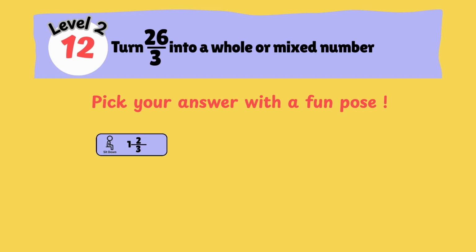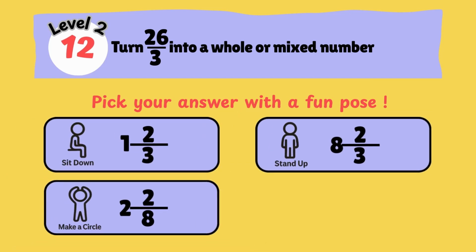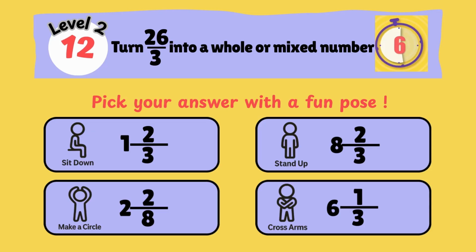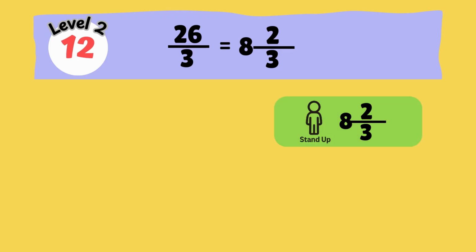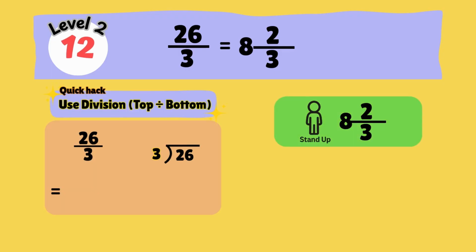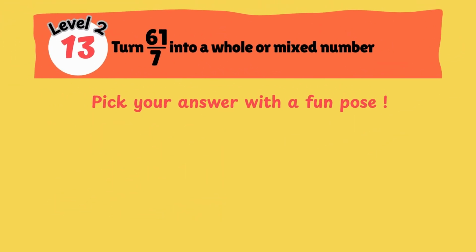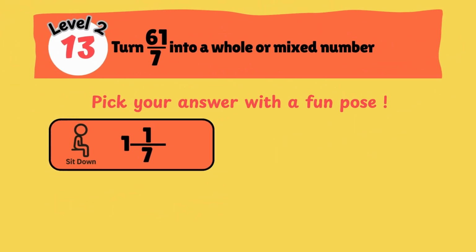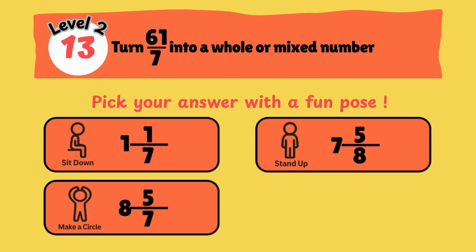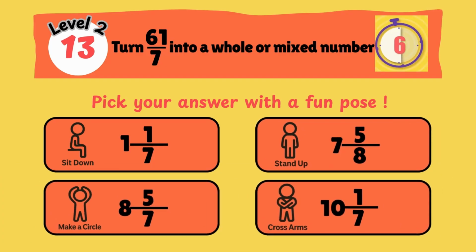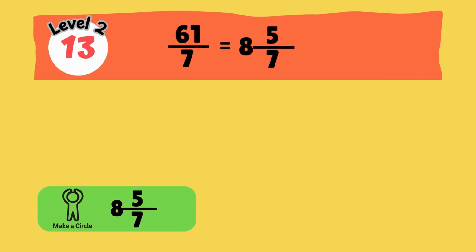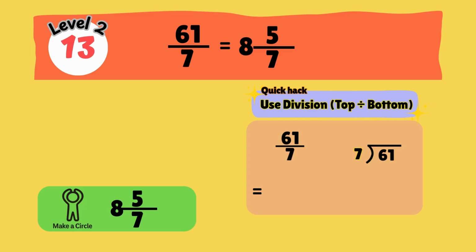Turn 26/3 into a whole or mixed number. Eight and 2/3. 26/3 equal 8 and 2/3. Turn 61/7 into a whole or mixed number. 8 and 5 sevenths. 61 sevenths equal 8 and 5 sevenths.